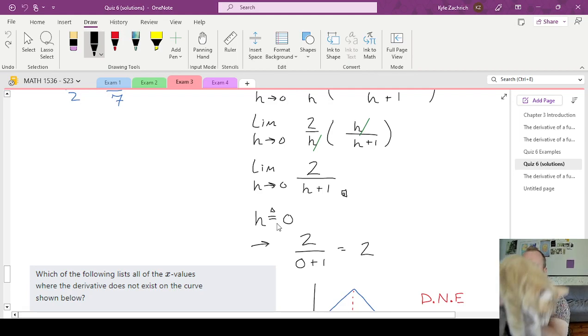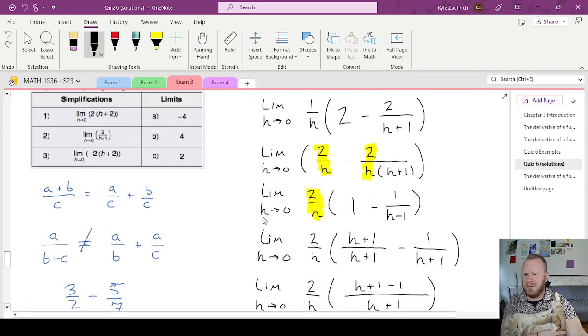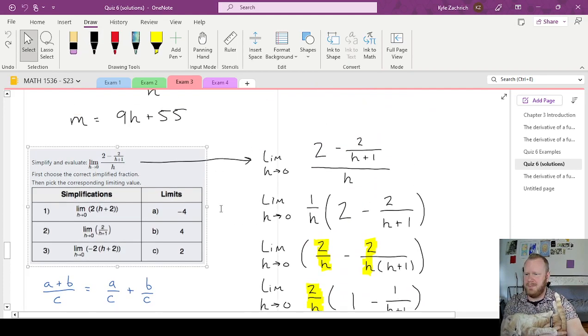I want to get to some of the other problems that have some less straightforward algebra that look like this one, because I think that's where a lot of people are getting stuck.